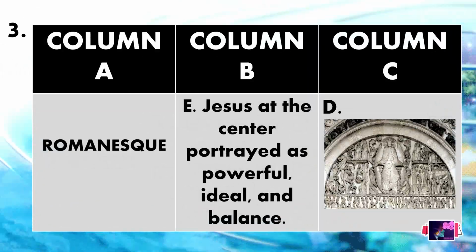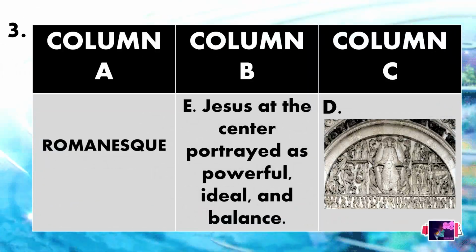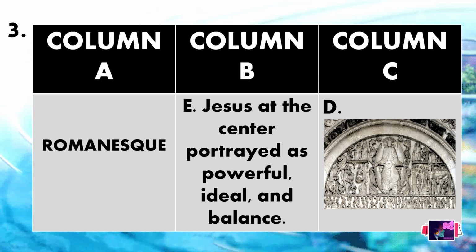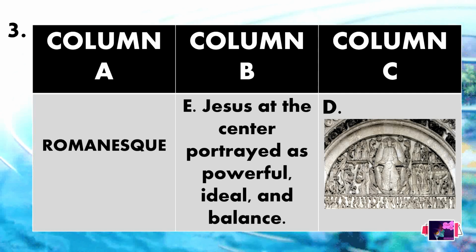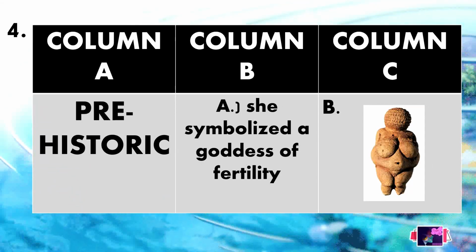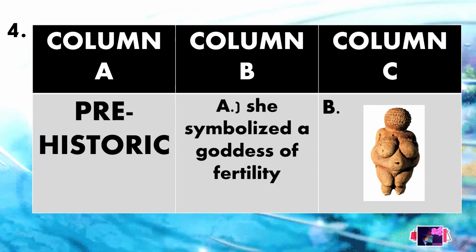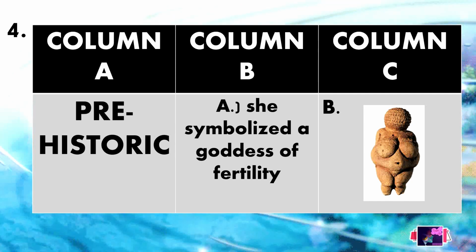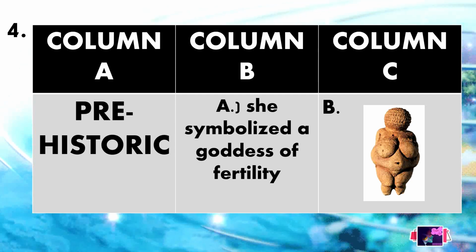And for our number 3, for column A, we have Romanesque. For column B, letter A, this is the center portrayed as powerful, ideal, and balanced. And for column C, this is how it looks like. And for our number 4, column A, we have prehistoric. For column B, she symbolized a goddess of fertility, and this is how it looks like.